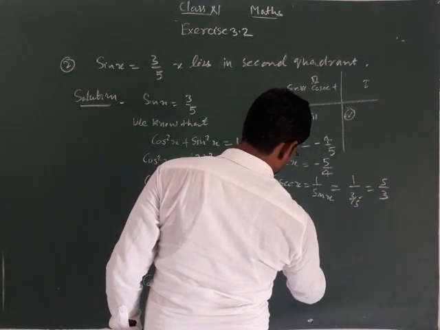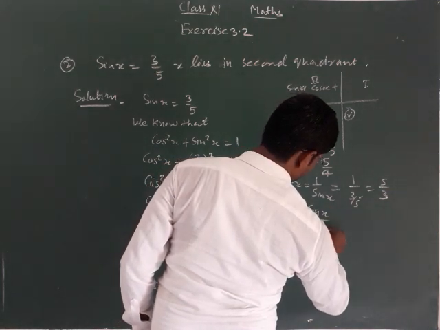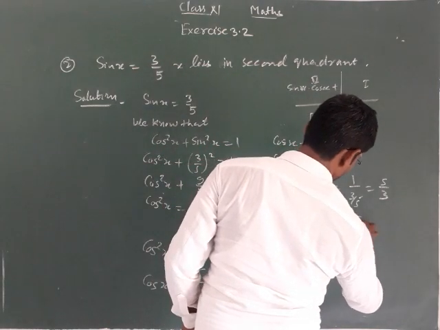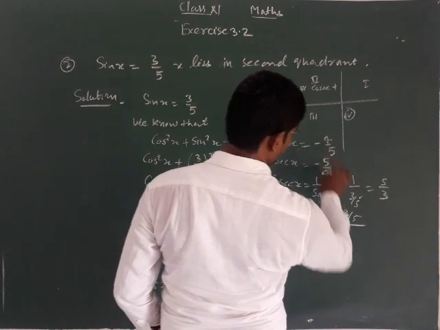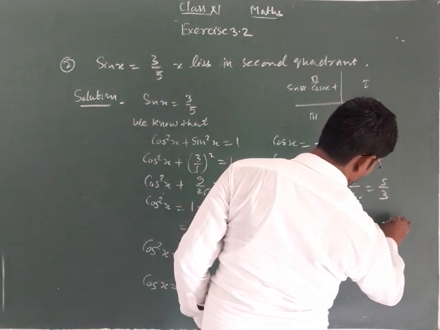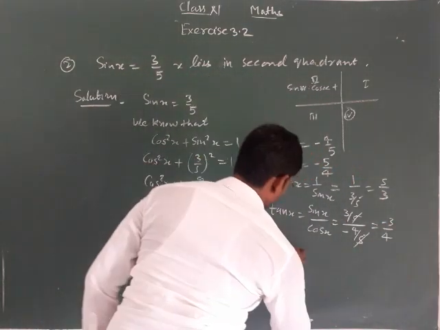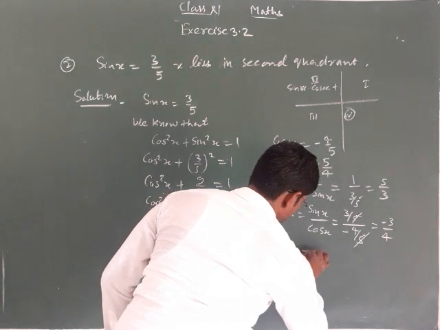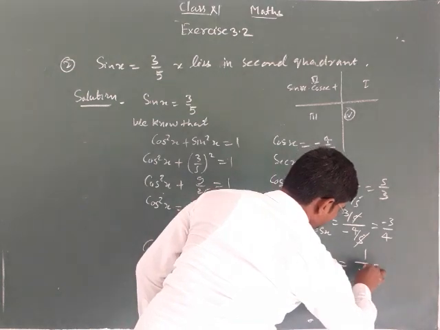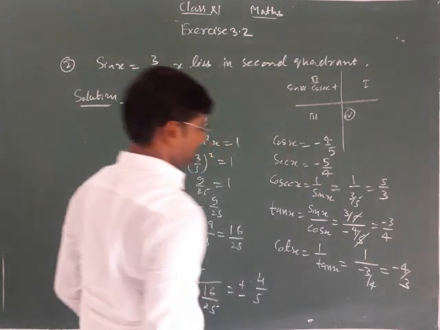And tan x is equal to sin x upon cos x, where sin x is 3 upon 5 and cos x is minus 4 upon 5. Cancel out, so minus 3 upon 4. So this is tan. Cot x is equal to 1 upon tan x, which is 1 upon minus 3 upon 4, equal to minus 4 by 3.